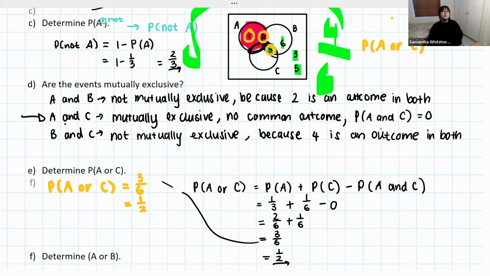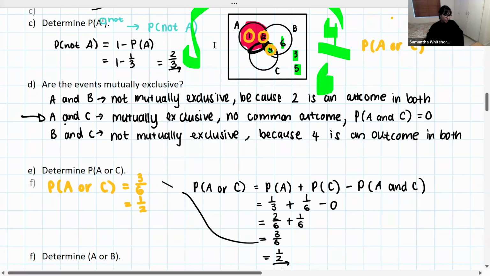So again, I don't care if you use a Venn diagram, I don't care if you use the rule. In situations where you can use either, you pick what you are more comfortable with. All right, there is no rule that says you have to use the probability rule. There's no rule that says you have to use a Venn diagram. Use what makes most sense for you and what you are more comfortable with.